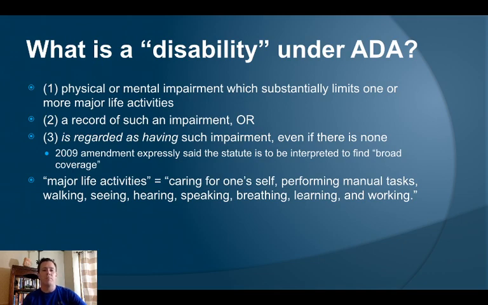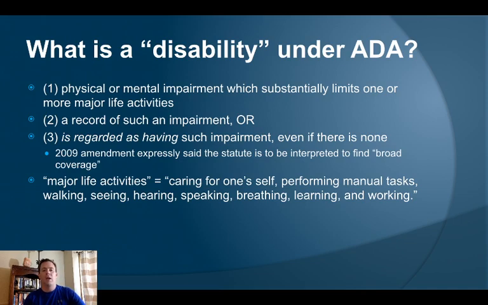Now you see the definition here from the ADA, what is considered a disability. So first we have number 1, physical or mental impairment which substantially limits one or more major life activities. So it's a couple of things there. It can be physical or mental, so mental disabilities are covered as well as physical, as long as it substantially limits at least one or even more major life activities. And we'll talk about in a second what that means. What is a major life activity? And also that there is a record of such an impairment.